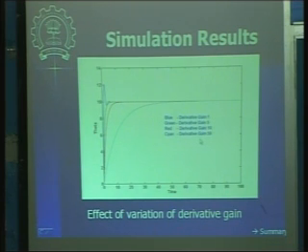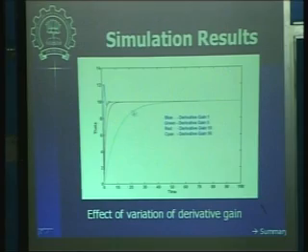You can see, as you increase the derivative gain, the oscillations first die out, then your response goes on becoming sluggish, slower and slower. So the system takes more time to reach the final position when the derivative gain is high. Your settling time will increase with the derivative gain.